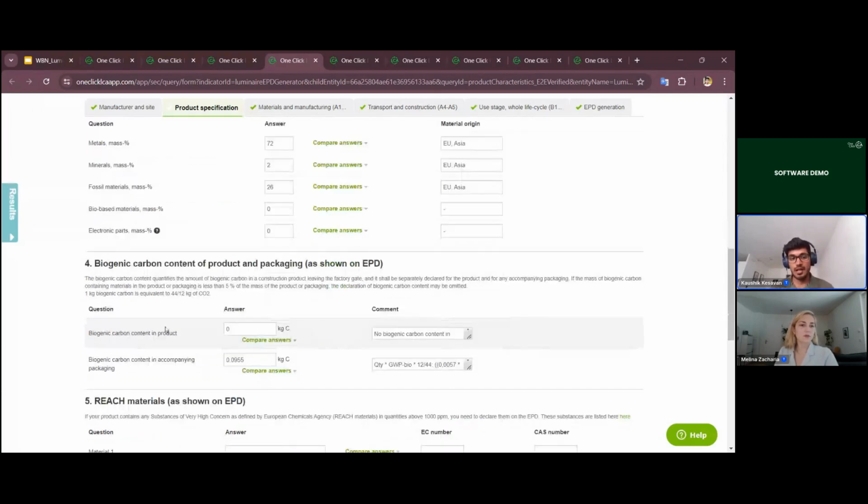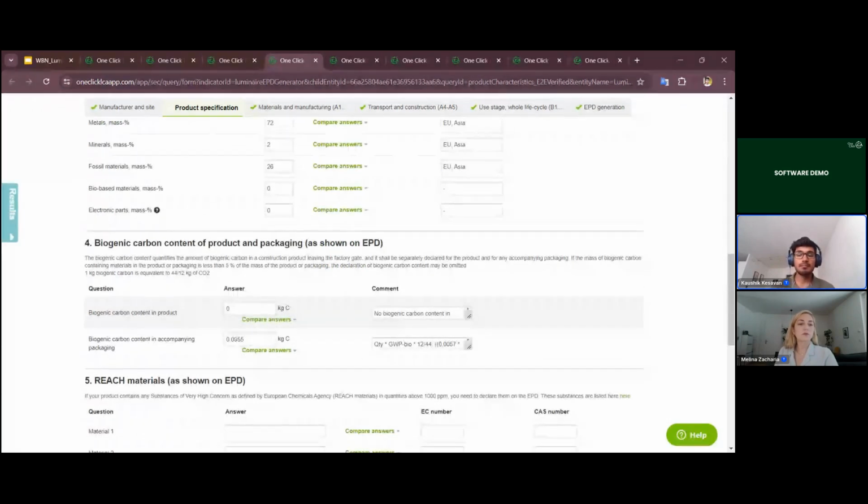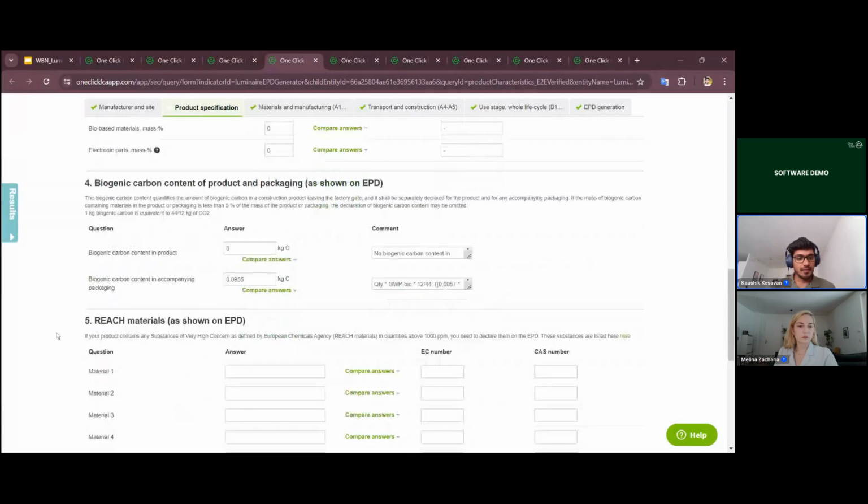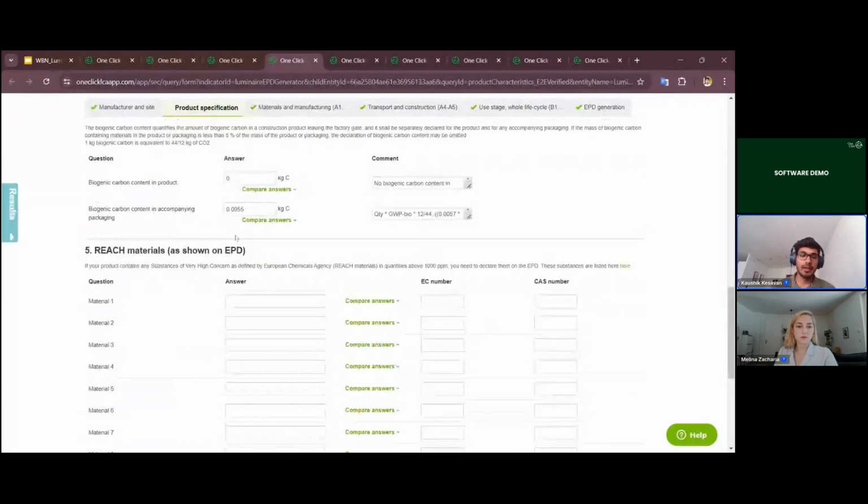There's also the biogenic carbon content. So this leads to any bio-based materials in the product that you may have, or bio-based plastics as well, or in this case, the packaging. And any REACH materials that you may have. So this refers to the substances of very high concern that are above 1,000 parts per million in your product. If that is the case, then you declare them here. And this is as required by the 15804 standard as well.